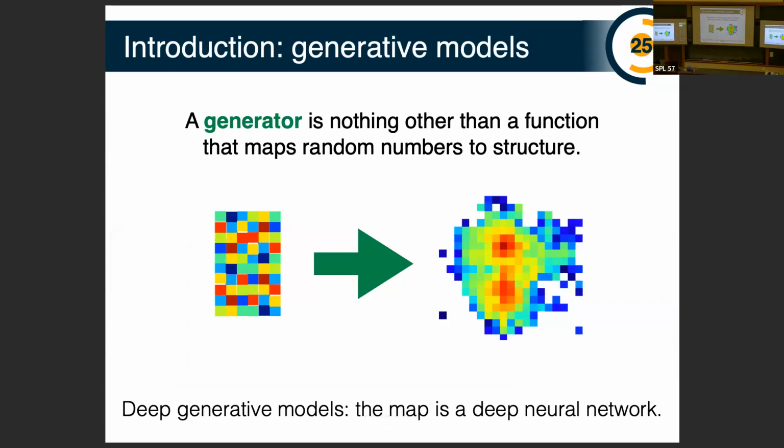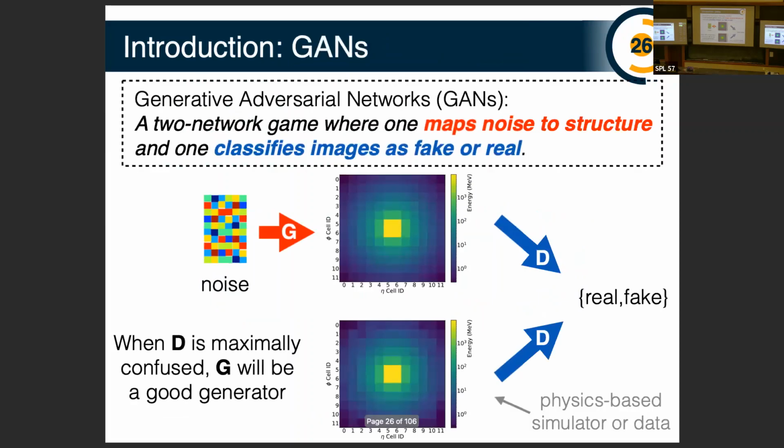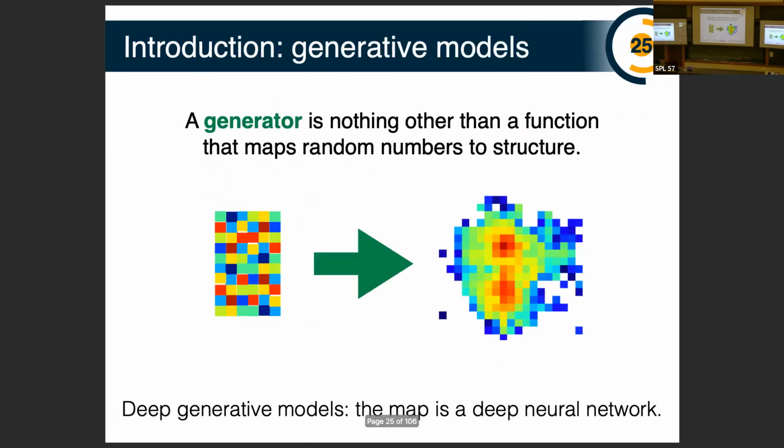Okay, so what is a generator? A generator is nothing other than a map from random numbers to structured data. You can think of it like I have a bunch of random numbers and I generate an image. This image is a pixelized image of a hadronic jet. But it doesn't really matter. This could be any structure. And a deep generative model is simply this map where this function here is a neural network or a deep neural network. Okay, and there are a variety of tools to construct this network.